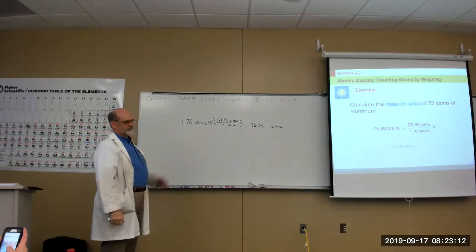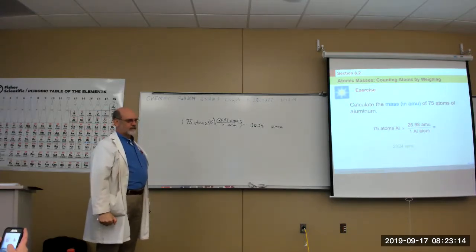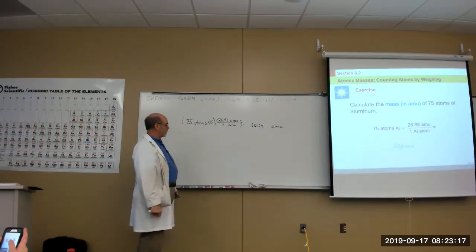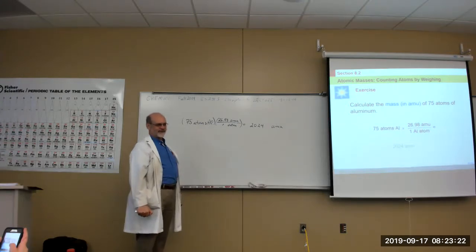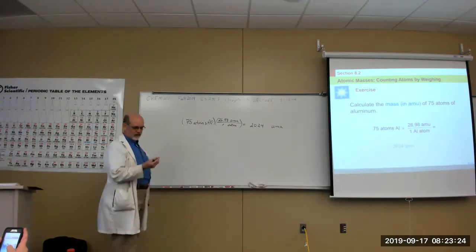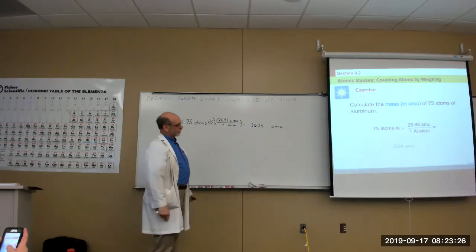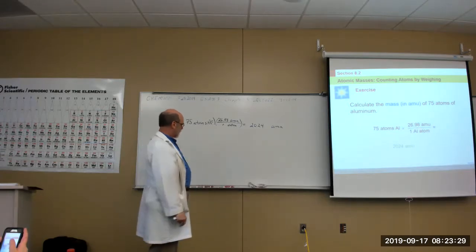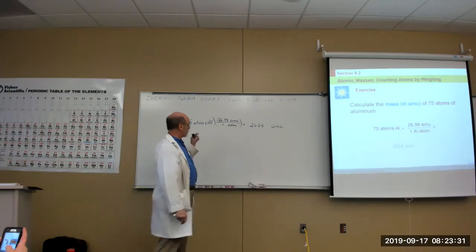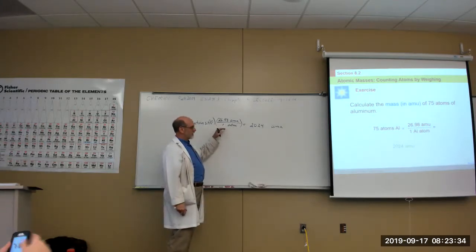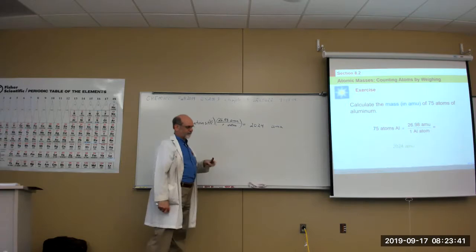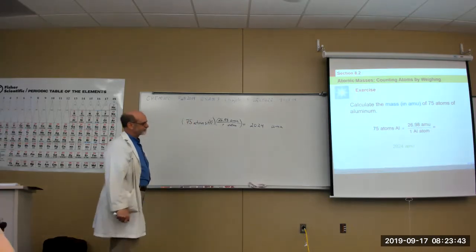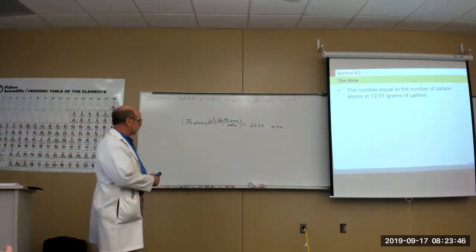Now these are all hypotheticals, right? I don't think I would be able to locate and isolate 75 atoms of aluminum. Too small for my fingers. But the concept is, actually, this is leading to the use of a better type of conversion factor here. We'll get to it eventually. It starts with the mole.